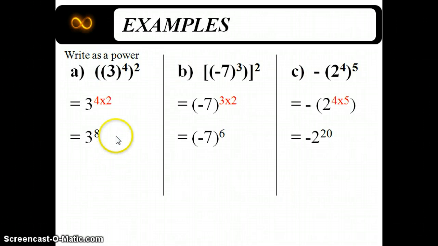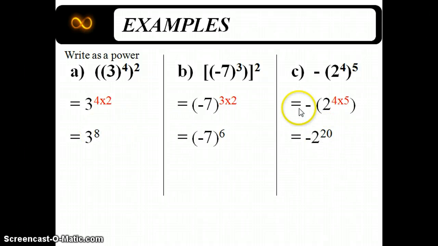So again, here's some examples. It says write as a power. So if it says write as a power, we can leave it in exponential form. If it asks to write in standard form, we would actually need the answer, but it doesn't. So this is a power raised to a power, so it's power of a power rule. The rule says, when we have a power raised to another power, we can multiply these together. So I'm going to get 4 times 2, which is 3 to the power of 8. That's your answer as a power. Leave it in exponential form, and that question's done.